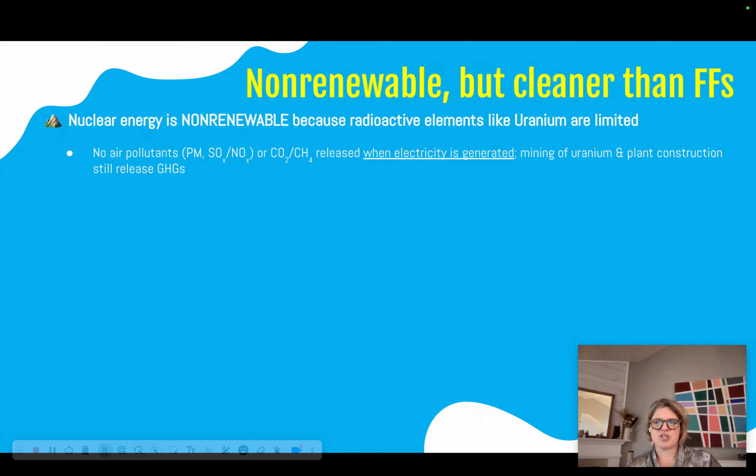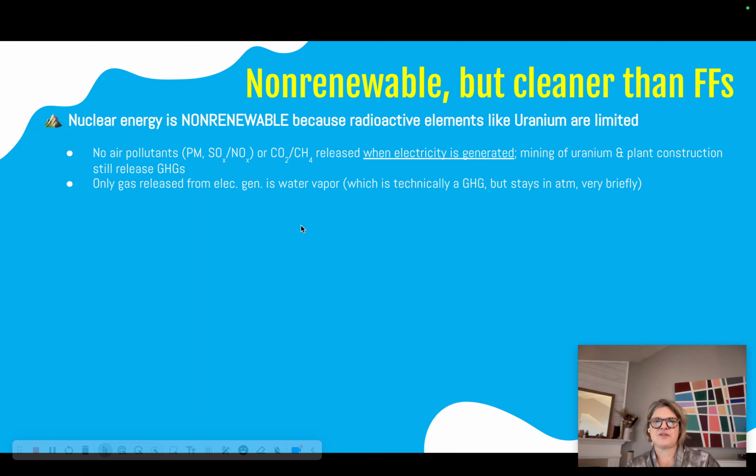So in the short term, there are releases of greenhouse gases, but in the long term, we can use that uranium for quite a while, and we can use the power plant for years, and so there are no greenhouse gases over time being released other than mining the uranium.